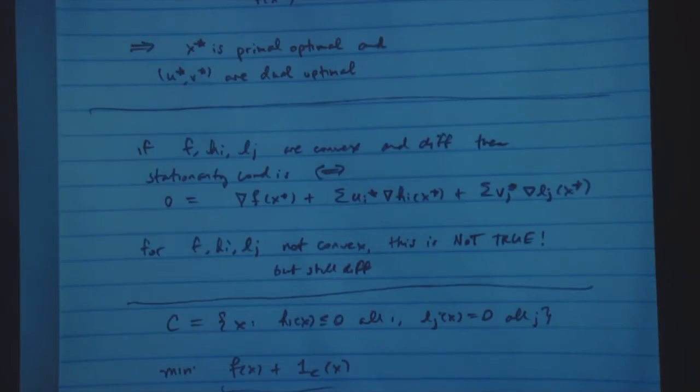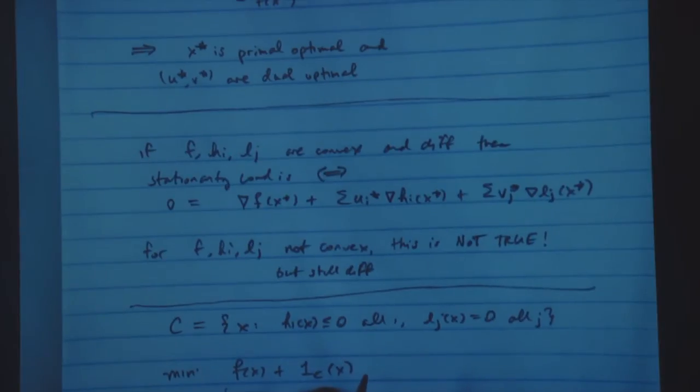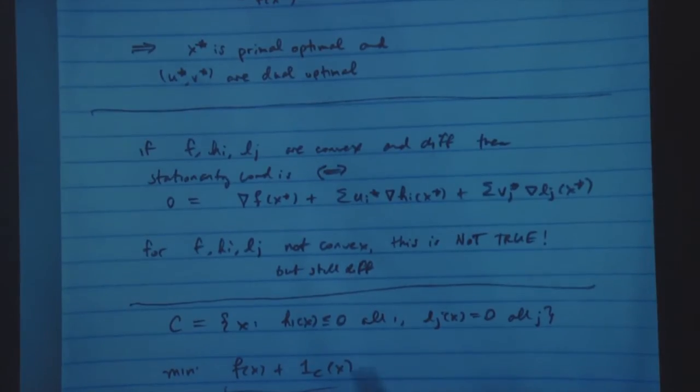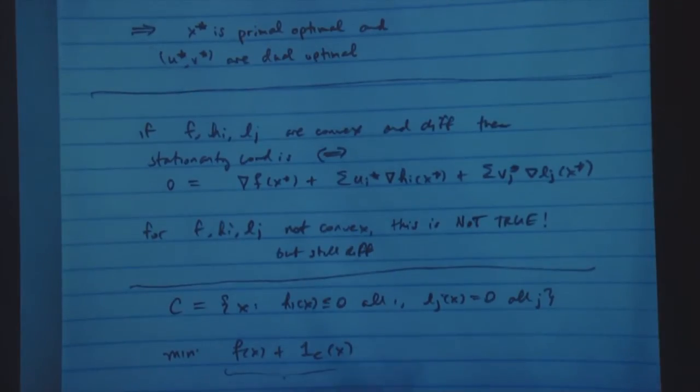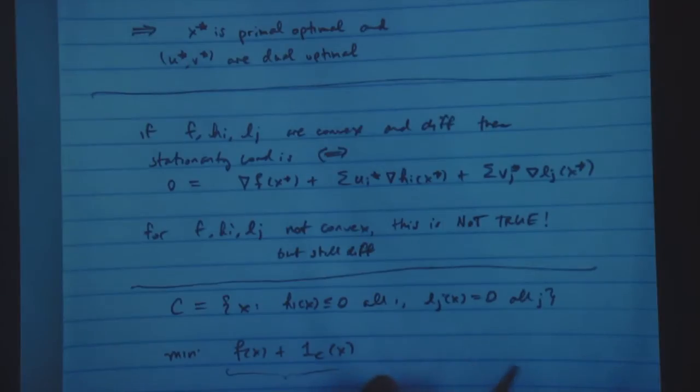It's a lot harder to manage, right? This involves the normal cones of our constraint functions. We've already seen that before. Indicators have subgradients that look like normal cones. It's a lot harder to manage a condition like this than it is to manage the KKT conditions. So while this is just as general, the KKT conditions are easier to deal with. So we tend to think of them for constrained optimization problems rather than just subgradient optimality.